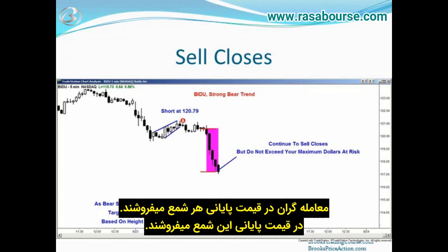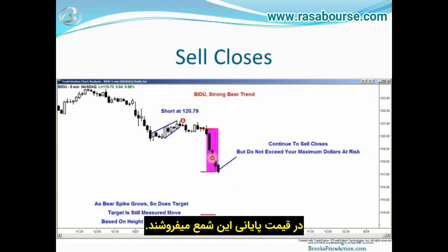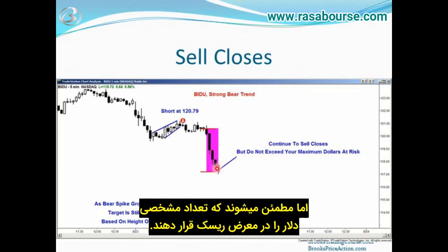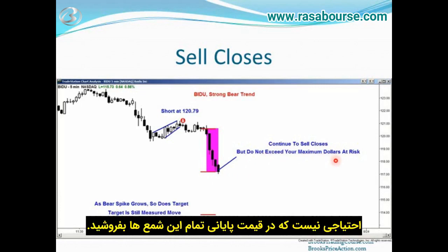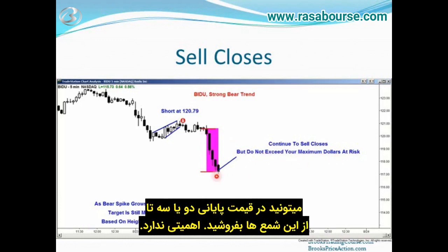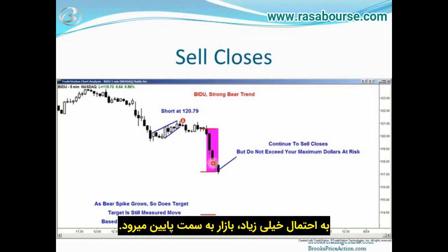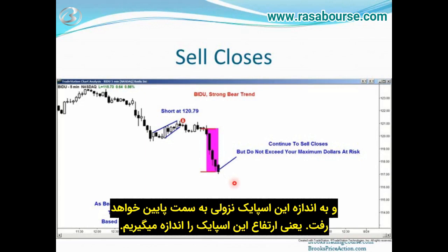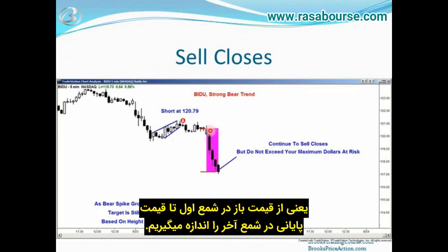Traders will continue to sell closes. They'll sell this close, they'll sell that close, they'll sell this close, but they'll make sure that they don't exceed their comfort zone for their maximum dollars at risk. You don't have to sell every close. You could sell 1, you could sell 2, you could sell 3, it doesn't matter. The market has a high probability of going down equal to a measured move based on the height of this spike from the open of the first bar to the close of the final bar.